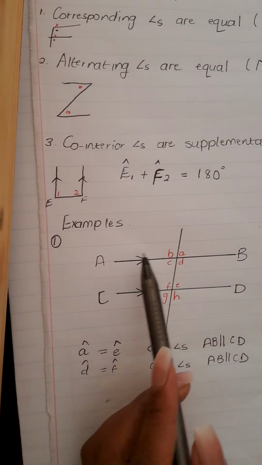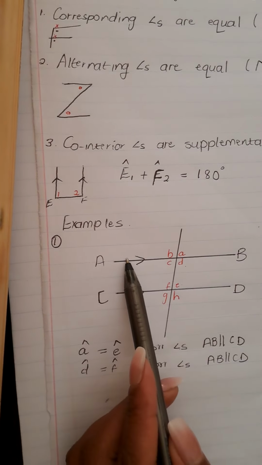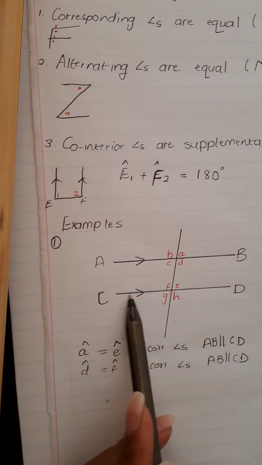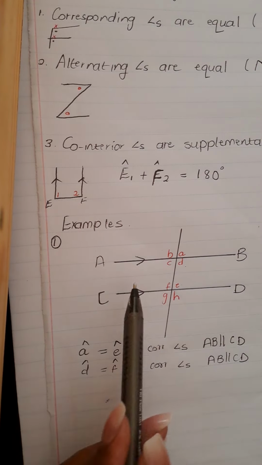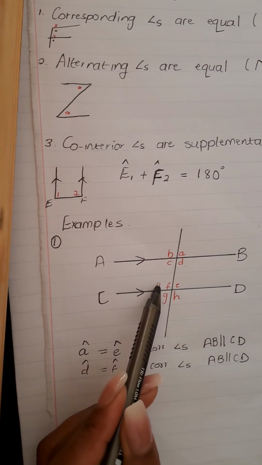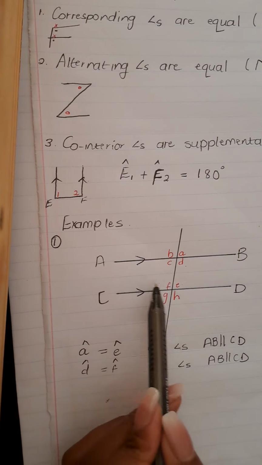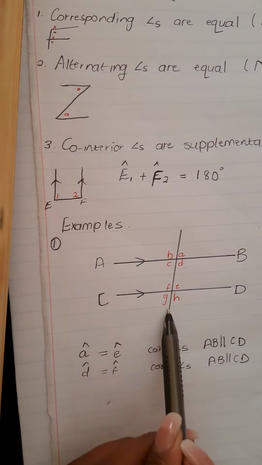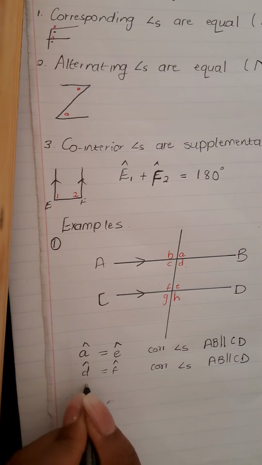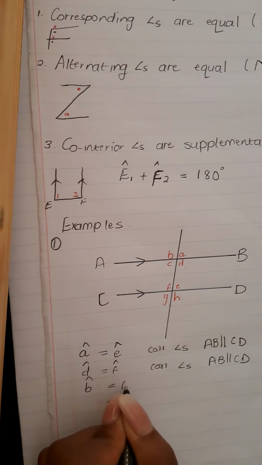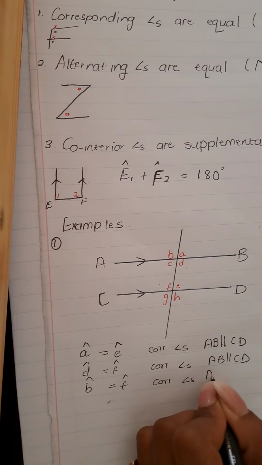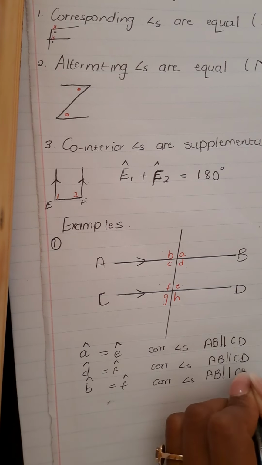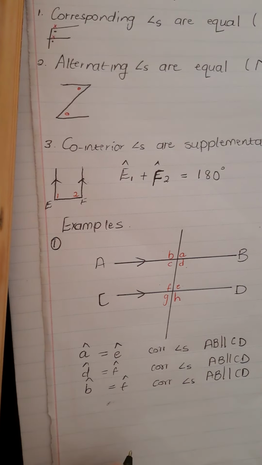Okay, if you follow my hand again, you will get an F facing that direction. You are having an angle above the line, which is angle B, another angle above the line, which is angle F, when you are having this F facing that direction, meaning angle B is equal to angle F, corresponding angles because AB is parallel to CD.